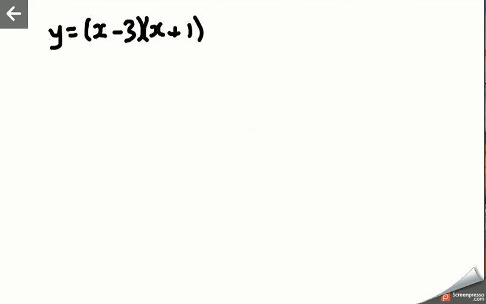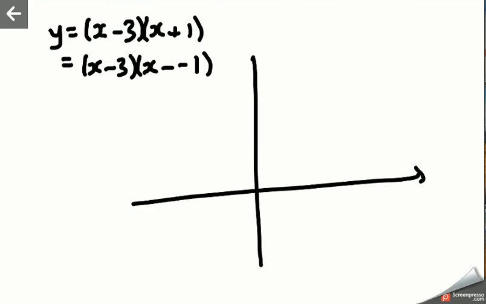Notice that another way to write this is (x minus 3) times (x minus negative 1), because two negatives make a positive. So why did I do that? Well, the reason why it's easier to write it in that form is because we get 2 points on which the graph goes through for free.